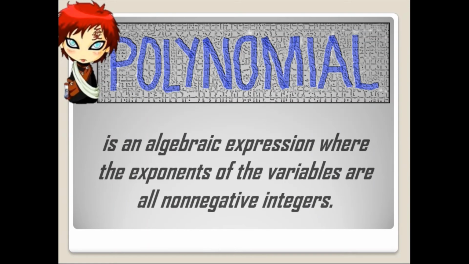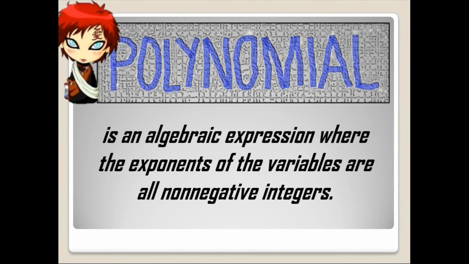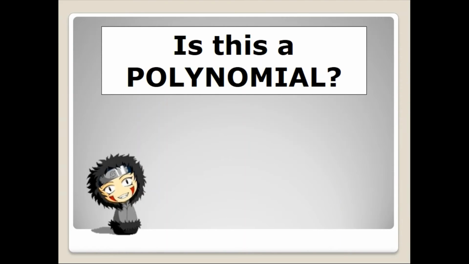Now another concept in algebra is called a polynomial. A polynomial is an algebraic expression where the exponents of the variables are all non-negative integers. And when we say non-negative integers, we only mean whole numbers. Whole numbers include 0, 1, 2, 3, and so on. So for it to be a polynomial, you look at the exponents of the variables and its exponents should only be whole numbers.